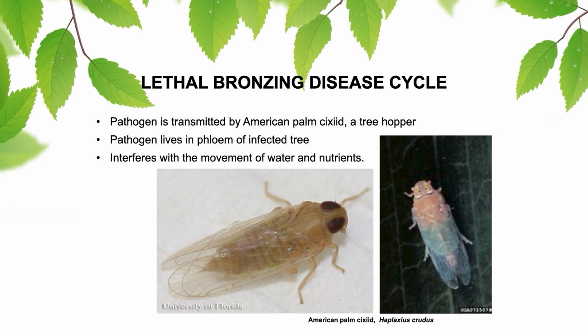Lethal bronzing disease cycle. The lethal bronzing pathogen is transmitted primarily by the American palm cixiid, which is a planthopper. The pathogen lives in the phloem of the infected tree. It interferes with the movement of essential water and nutrients in the tree's vascular system.